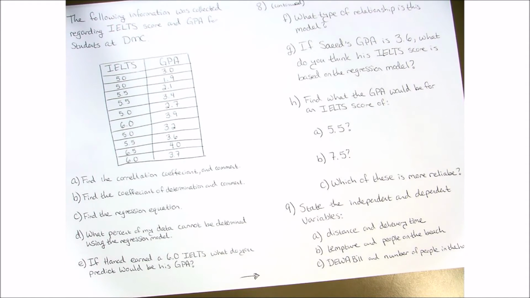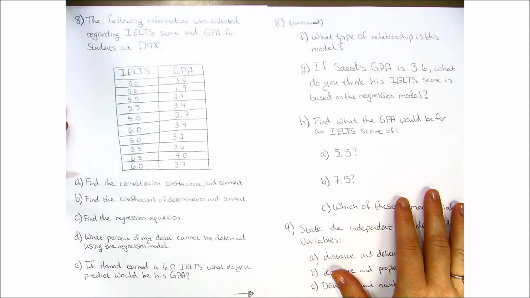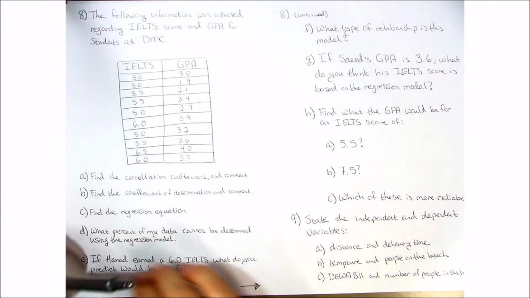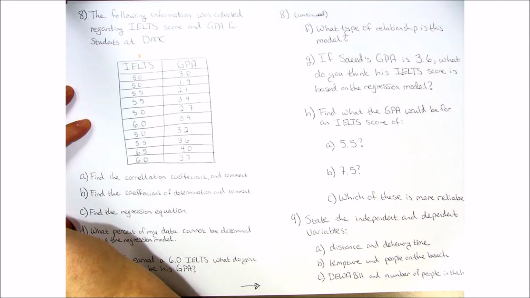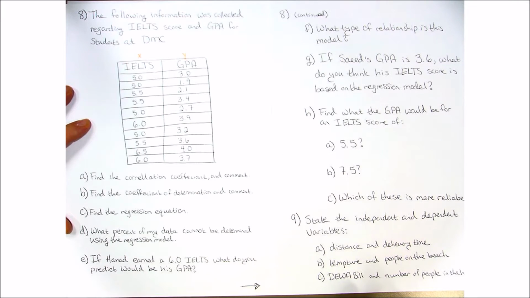Which one comes first? Before you can get a GPA, you have to do your IELTS exam. Therefore, the IELTS is the independent variable, and the GPA is the dependent variable.